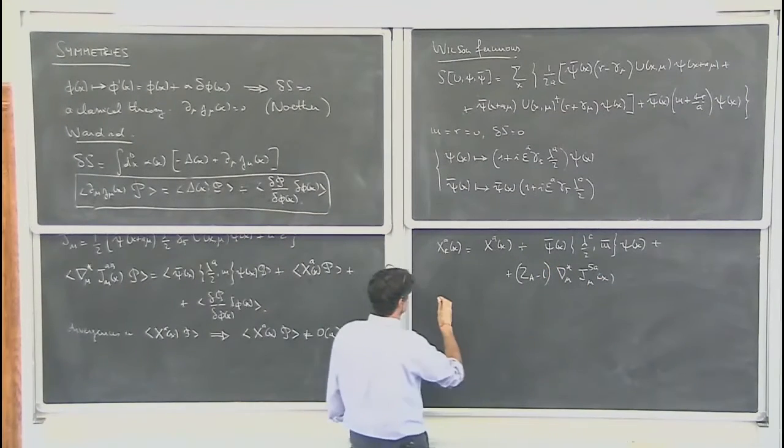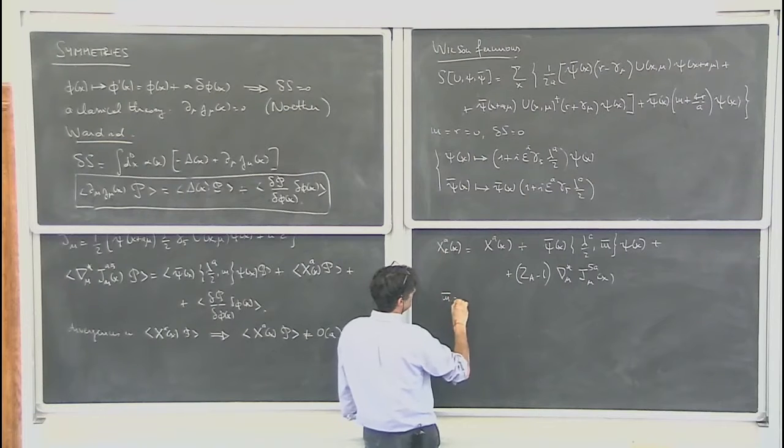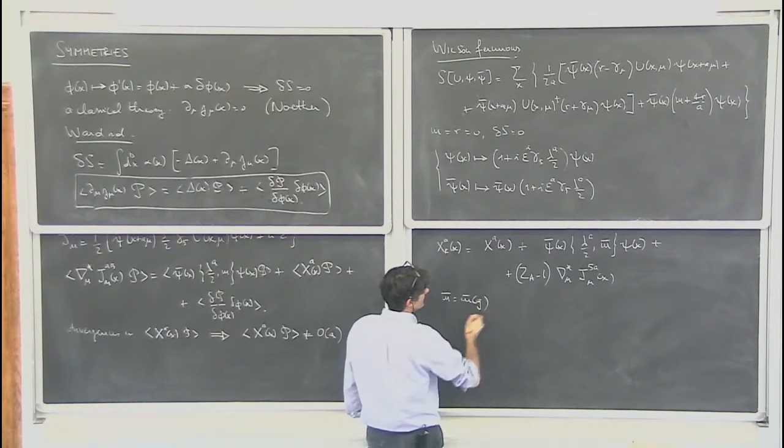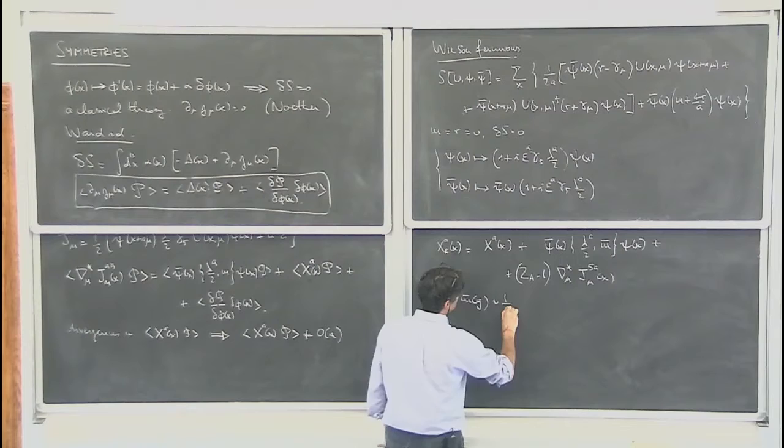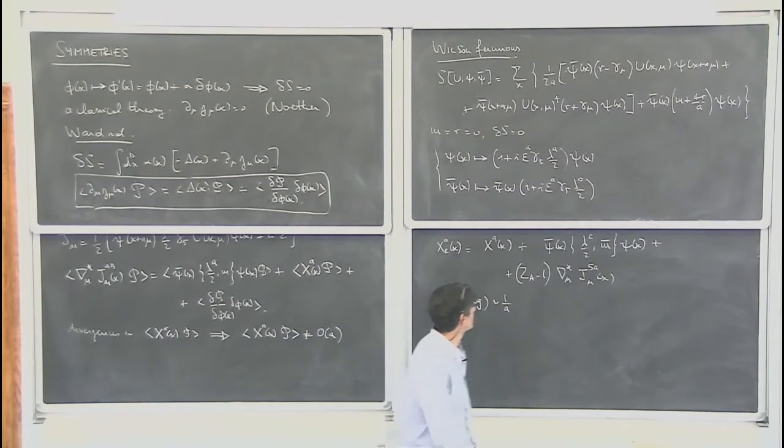So m bar is a function of g. Okay, and it goes like 1 over a for dimensional reasons.